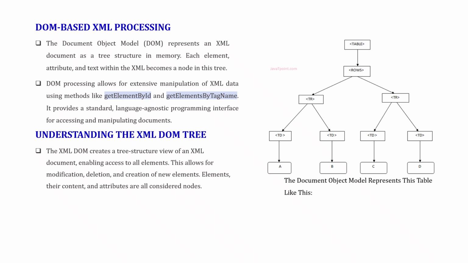Understanding the XML DOM tree. The XML DOM creates a tree-structured view of an XML document, enabling access to all elements. This allows for modification, deletion, and creation of new elements. Elements, their content, and attributes are all considered nodes.